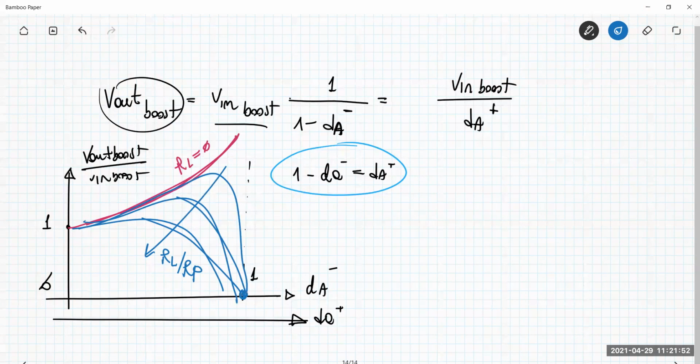And this is correct because when the duty cycle dA minus is 1, you have no energy transfer because the transistor is always closed. Okay, so decreasing RL increases the maximum point you can have here. Okay, so this is what happens. This behavior here, which is a real boost operation, leads to specific behavior of the piezo actuator during this phase.